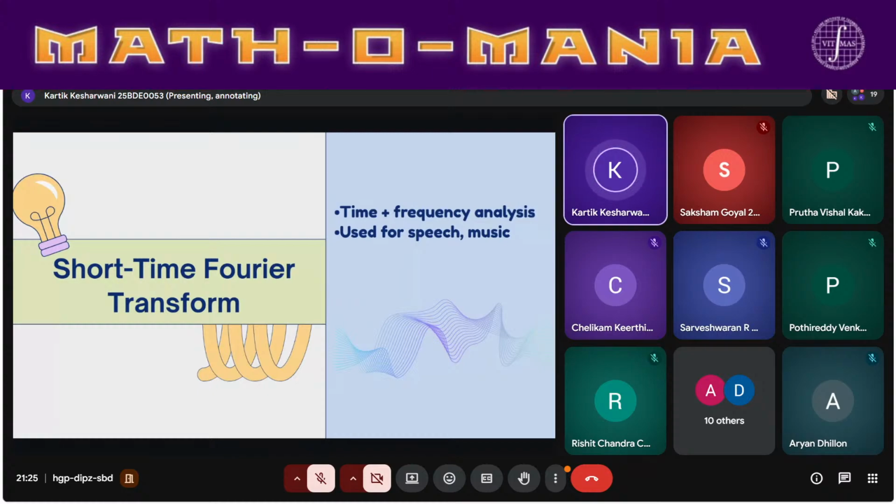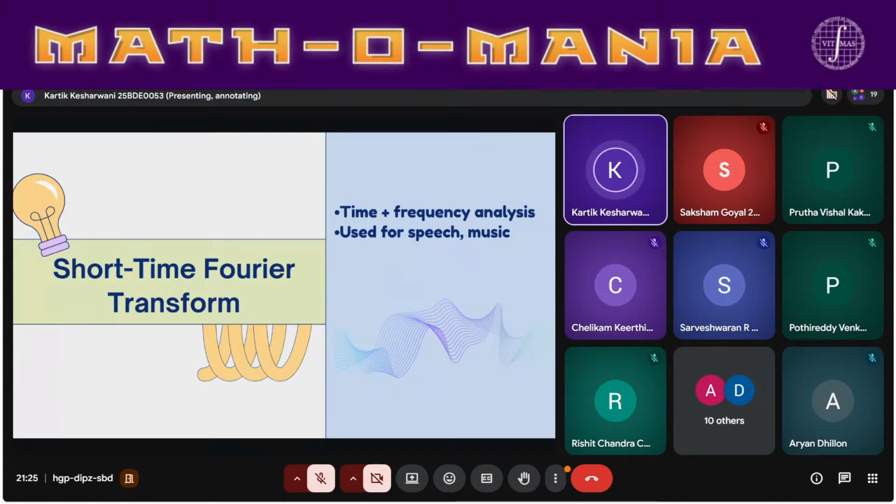The idea here is to take a small portion of the signal using a window function and apply the Fourier transform to that portion. Then we move the window along the signal and repeat the process. This way, we can observe how the frequency content evolves over time. This gives us a time frequency representation, which is very useful in applications like speech processing and music analysis.